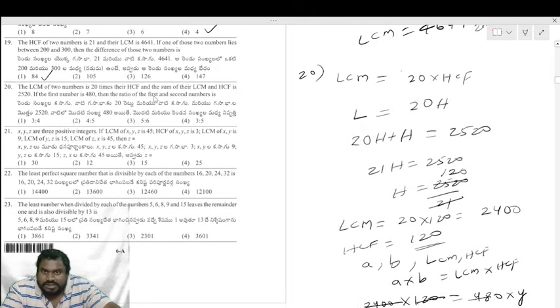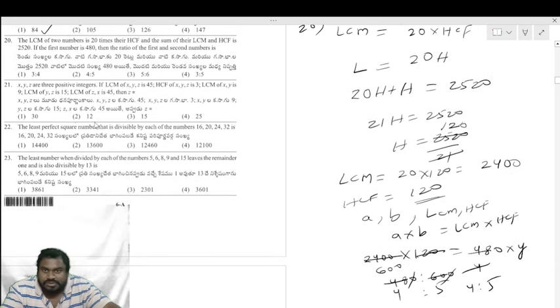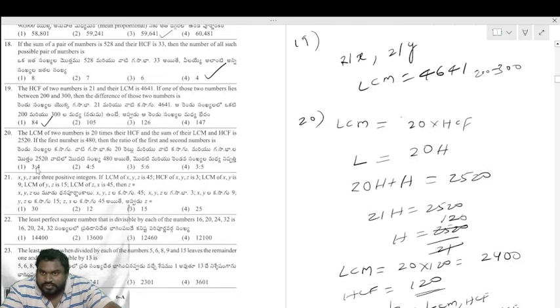The first number to the second number is the ratio of first and second. So the first is 4:5, in the same order. So 4:5 is the answer, the second option.